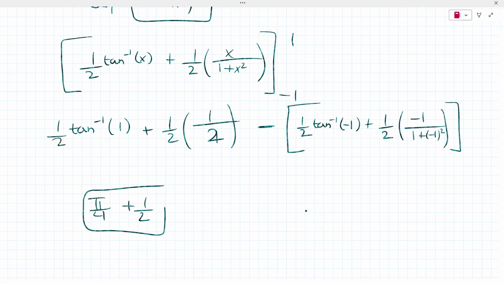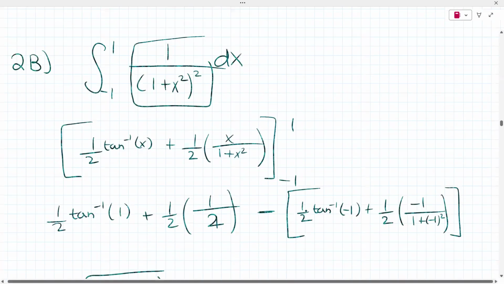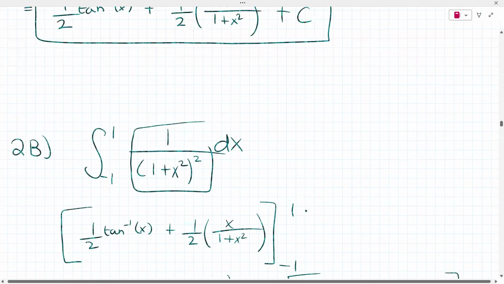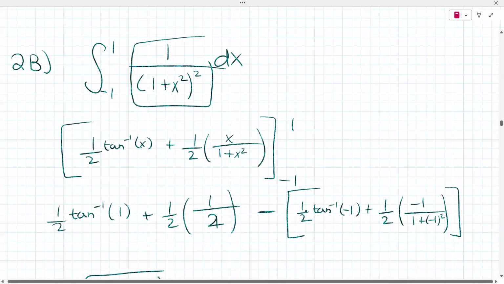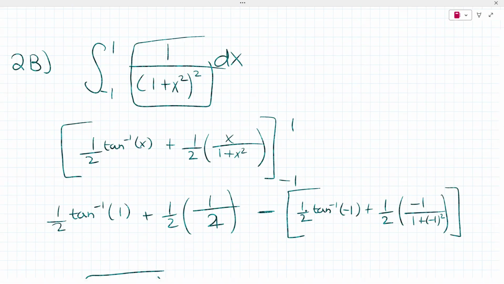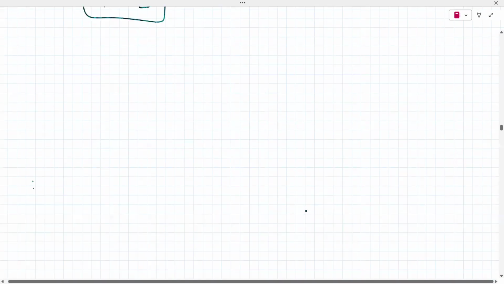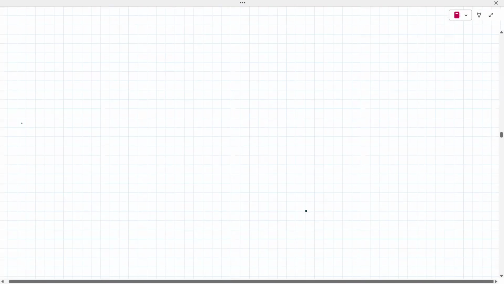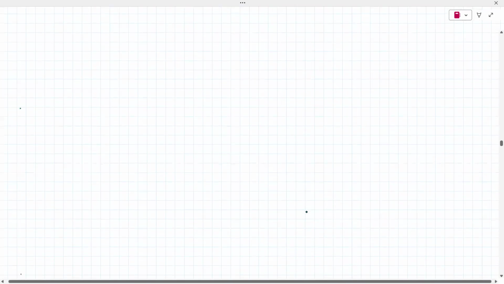Okay. You could have changed the boundaries. You could have gone from theta and then replaced your theta, and then your lower boundary would be -π/4 to +π/4. That's perfectly fine. Okay. Let's move on to example 3.